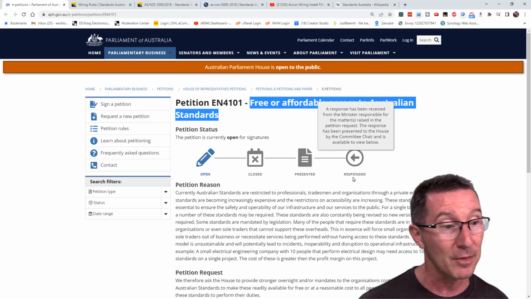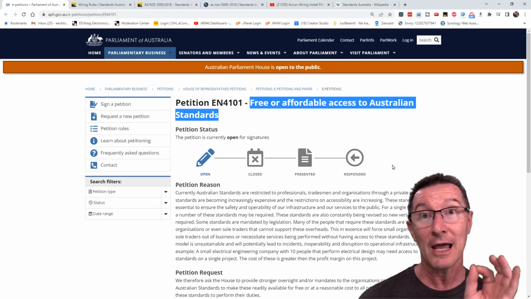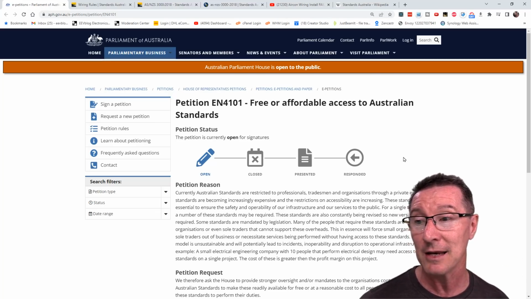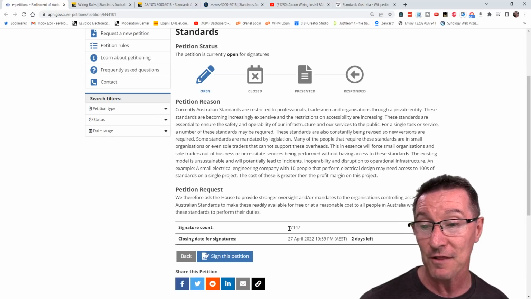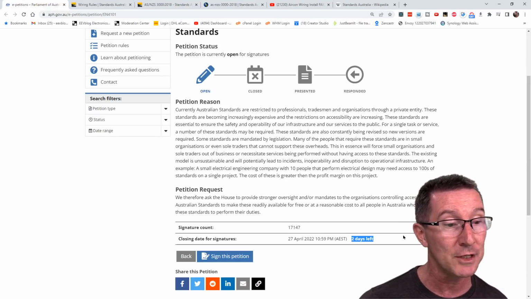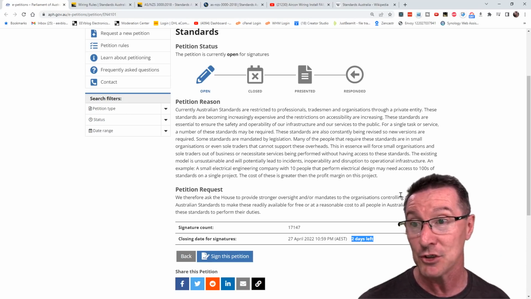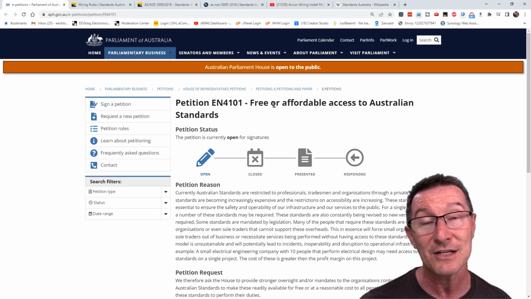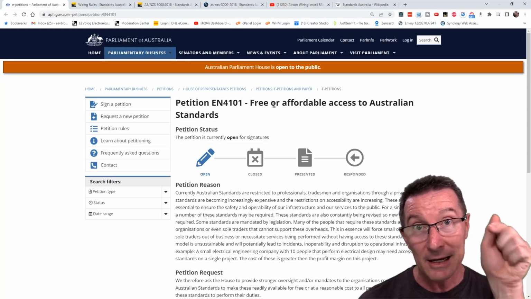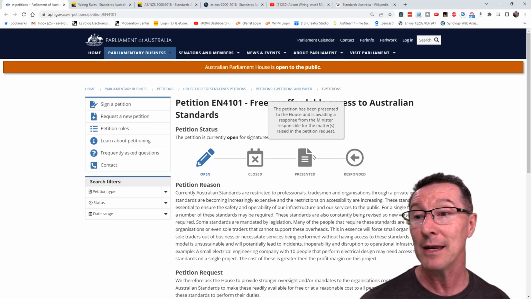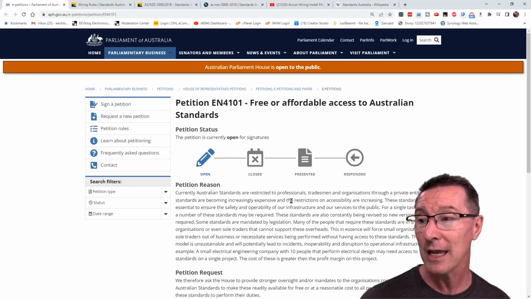Now, I think this is a real big deal, and it has been a big deal in the past, and it's currently up to 17,000 signatures. It's only got 2 days left. So please, if you think this is a good idea, that we should get free or affordable access to Australian standards, then I encourage you to click the link down below and sign the petition, as I have done, and many others as well.